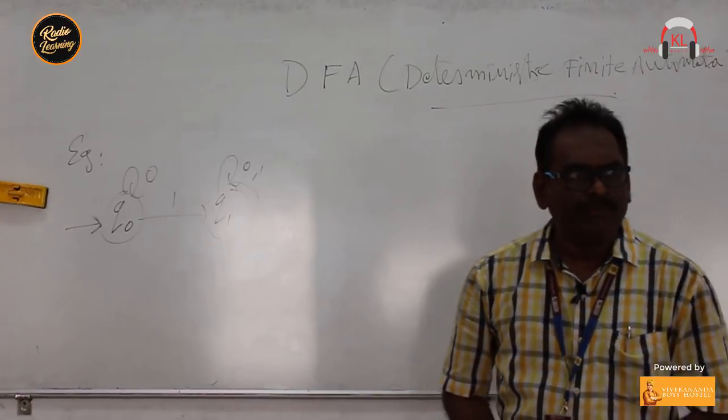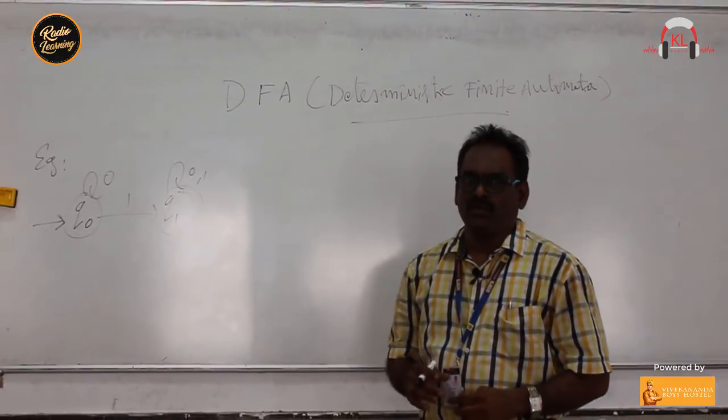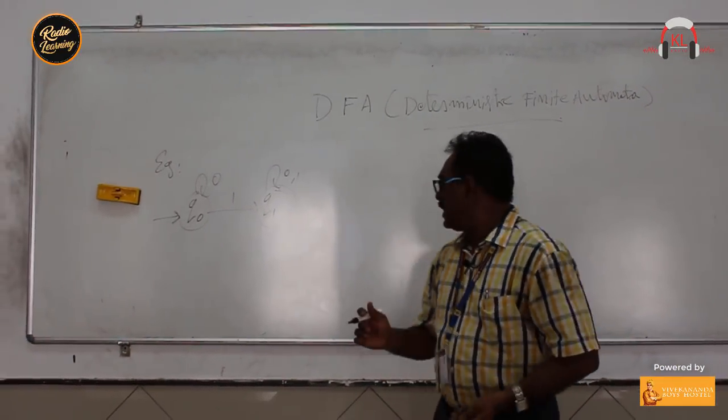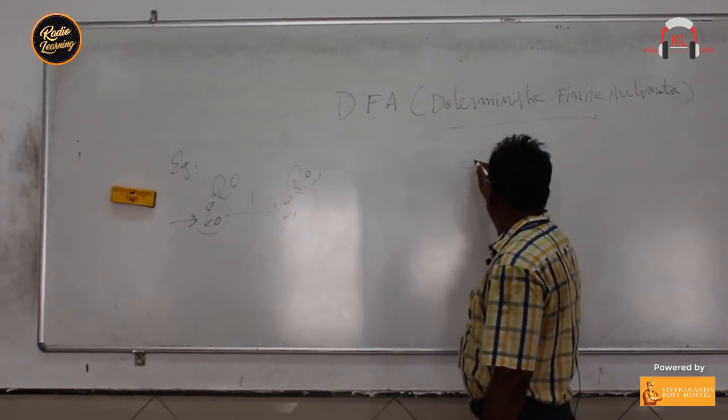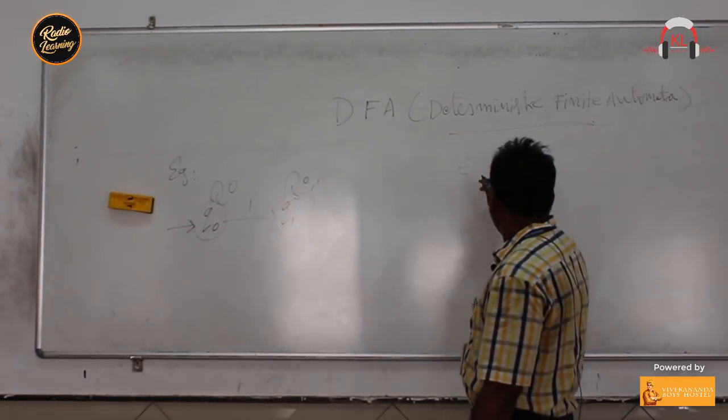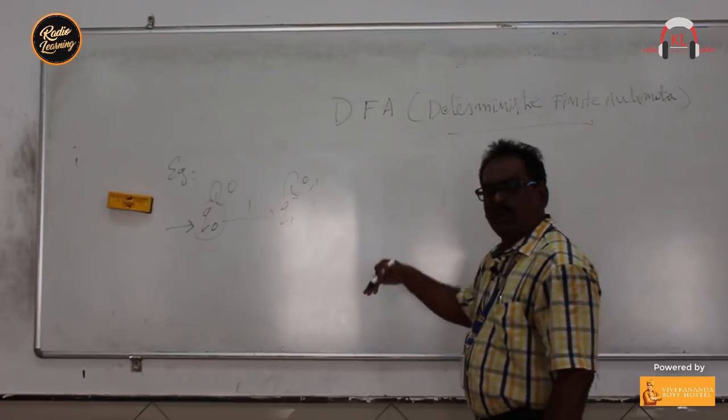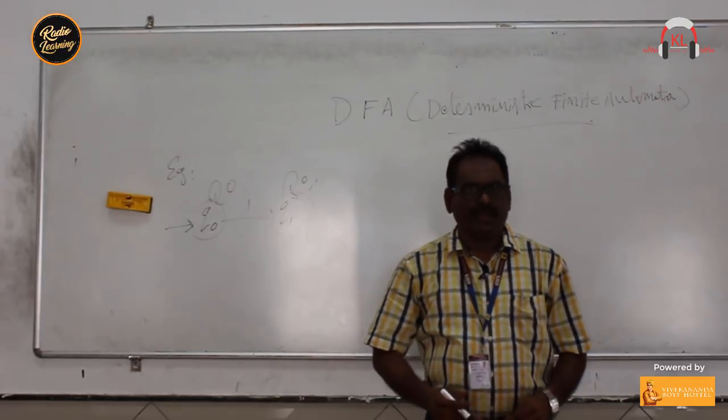Next, the third property is that epsilons are not allowed. Epsilon is also one of the input symbols, which we treat as empty. Epsilons are not allowed in the DFA.